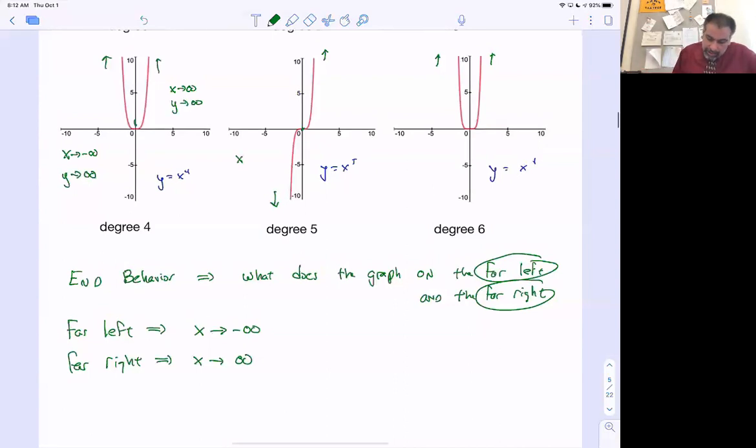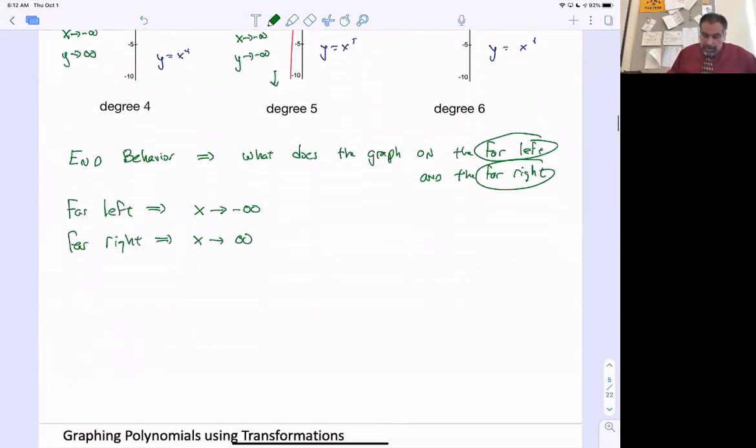On this next one, x is going to the far left, it's going to negative infinity. As this thing moves to the left, you can see it's going down as it moves to the left. So that means that y is going to negative infinity. And when we look on the other side, x is going to positive infinity because we're going to the right. But what's the y doing as x goes to the right? y is going up. So y is going to positive infinity. So we've got this idea of end behavior, trying to figure out what the graphs are doing on the ends.